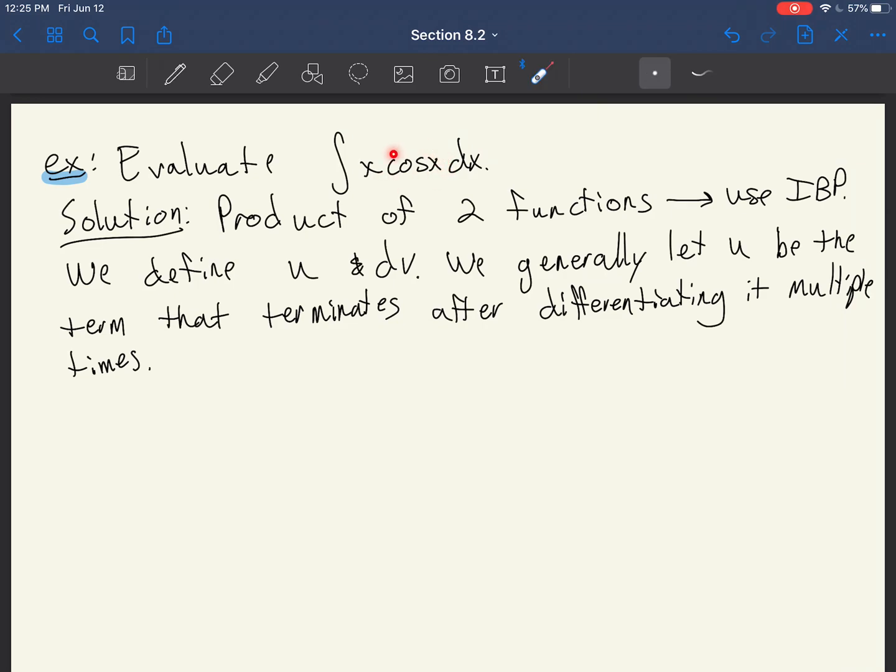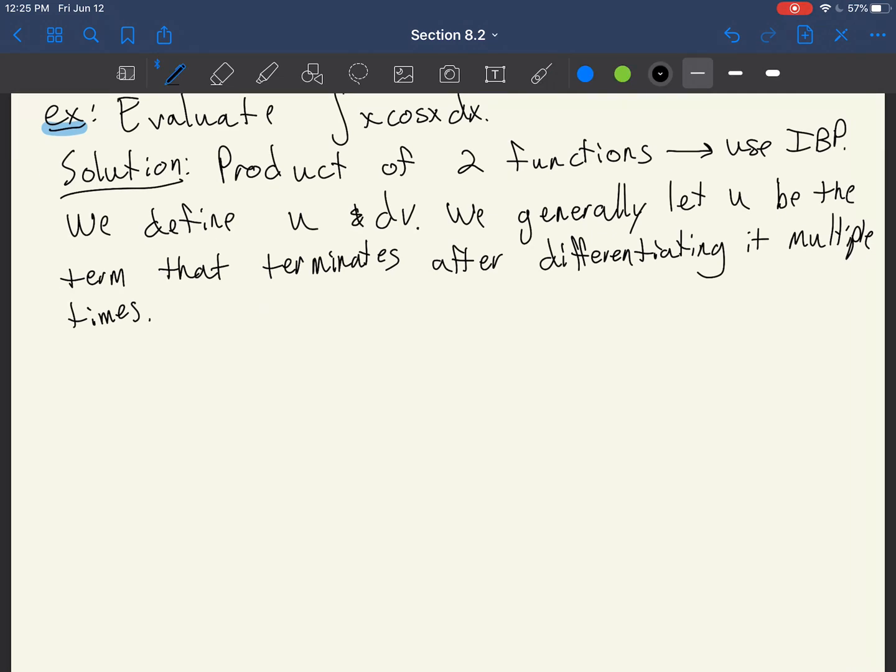So looking at this, if we let u equal cosine x, the derivative of cosine x is negative sine. The derivative of negative sine is negative cosine. Derivative of negative cosine is sine. Derivative of sine is cosine. So it's a loop. So we don't want u to equal cosine. So instead we're going to let u be the other thing. So let u equal x.